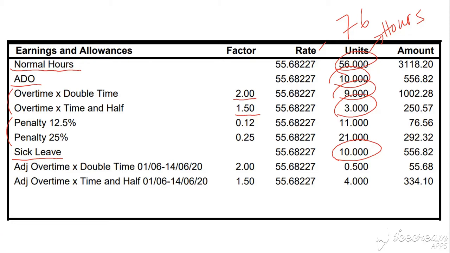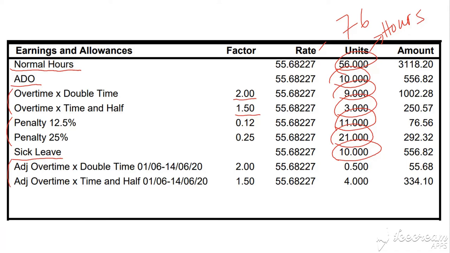Penalty. You get paid 12.5% penalty rates for every hour you work between 6 p.m. and midnight on a weekday. And you get paid 25% for hours worked between midnight and 7 a.m., midnight Sunday to midnight Friday, which corresponds to night shift you do during the weekday. So this fortnight, I did 11 evening hours and 21 night hours.